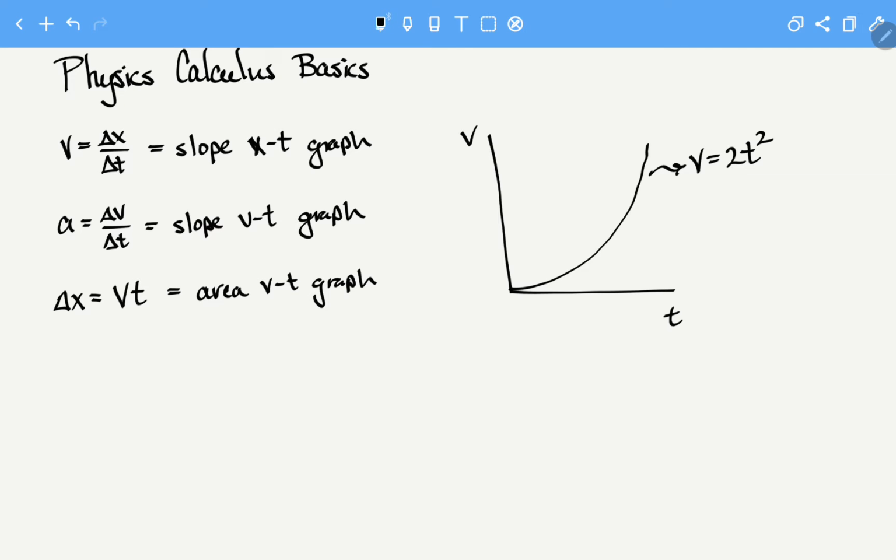So that's the physics we know. Let's start talking calculus. Let's look at what this looks like in terms of calculus. Now our velocity is going to be described by dx/dt. And what this means, this dx and this dt, are little pieces. This is a little piece of your position, and this is a little piece of time.